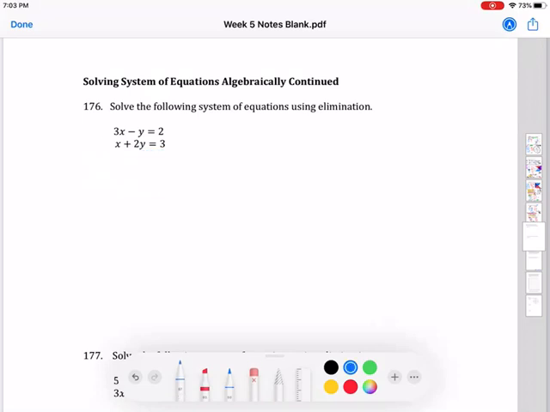So if that's the case, and more often than not it will be, you have to do some manipulation to make a variable cancel. So what I mean by that is right now, I'm going to try and cancel the x. Up here in my first equation, I have a positive 3x. What would I have to add to a positive 3x to make it completely cancel? Hopefully you're thinking a negative 3. A positive 3 will cancel with a negative 3. So ultimately what we're thinking here is I need to have a negative 3 in front of this x so that when I add these together, they will cancel.